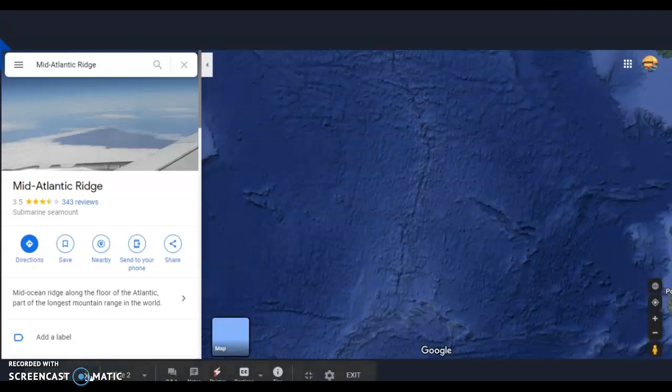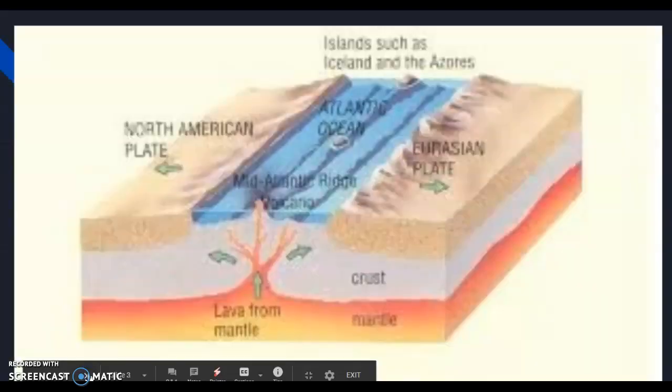The two main plates that were involved were the North American and the Eurasian plates. It was formed by the divergent motion which extended into the South American and African plates. The physical Earth features that were formed were volcanoes and islands, which we can see here.